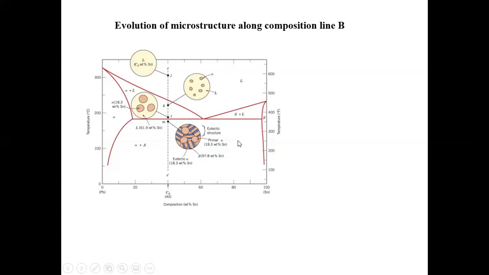Does this make sense to everyone? Yes. Right before the transformation, you have this alpha embedded in the liquid. After that, all the liquid is going to transform into eutectic, but of course, the alpha is going to affect the growth of the eutectic. You're going to have different orientations of these stripes, but it's still going to be a eutectic. So this is what you get along B. Does this make sense to everyone? Yes. Again, do not make any guess. This is rigorous information that we can obtain from the phase diagram analysis. Okay, so this is very important.